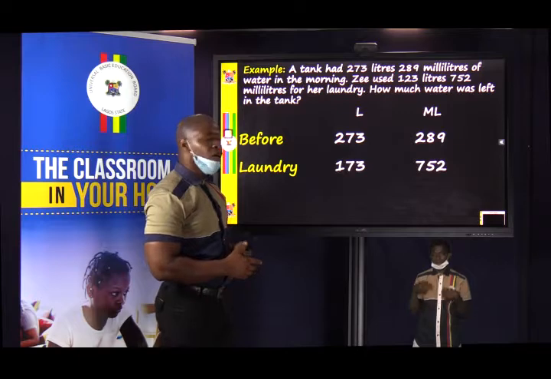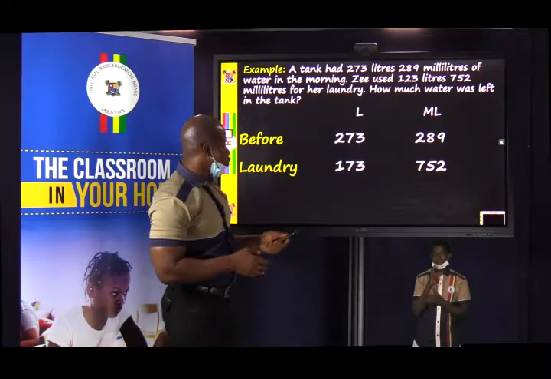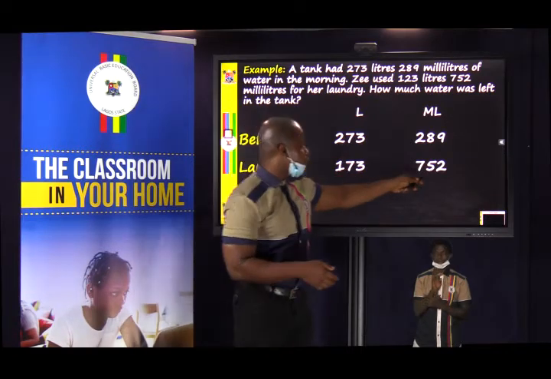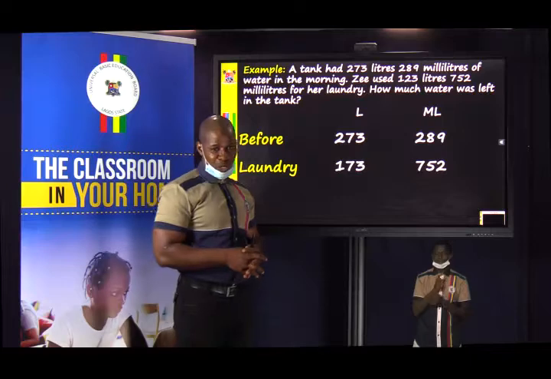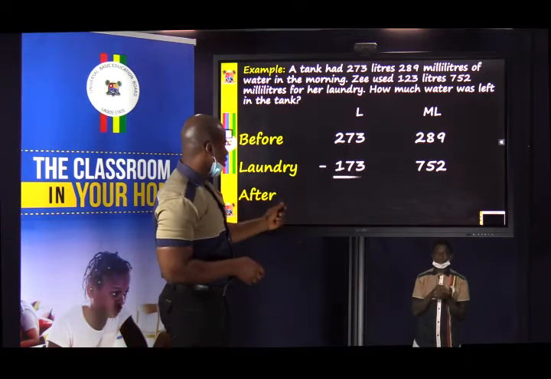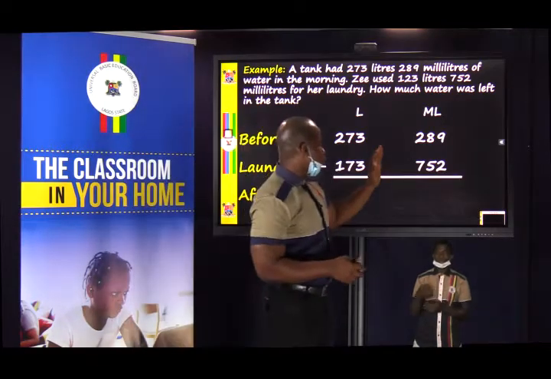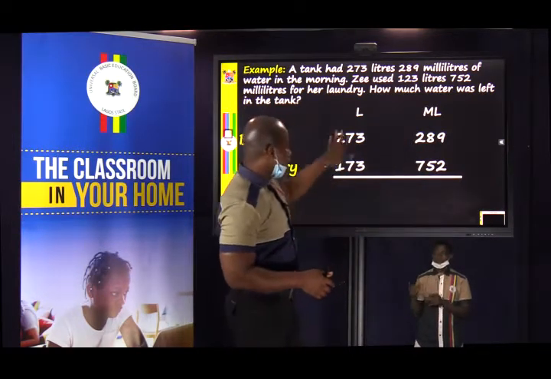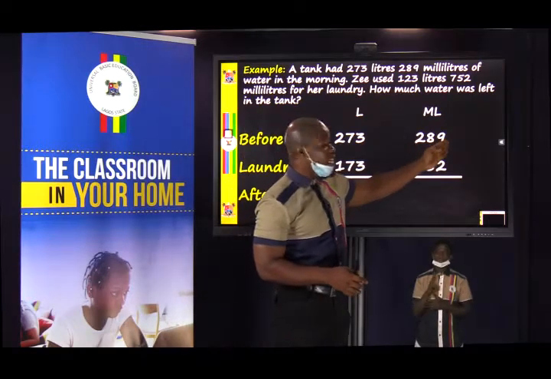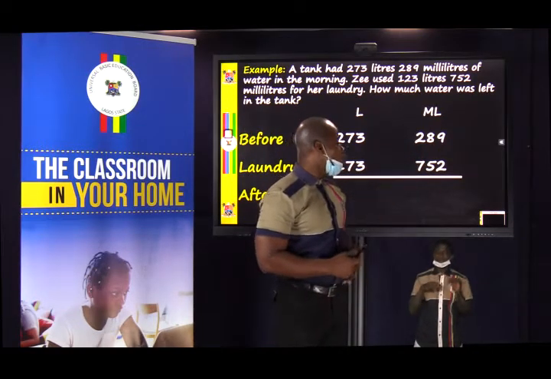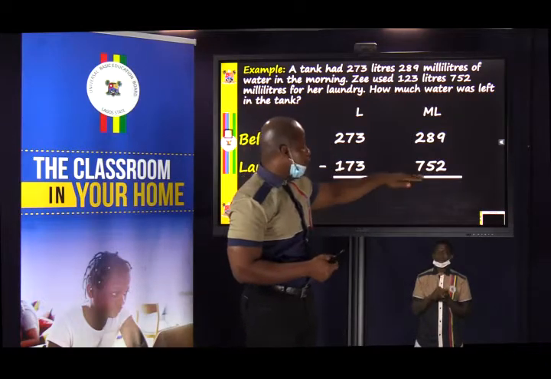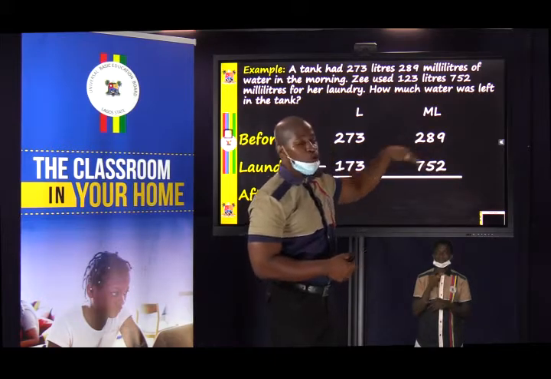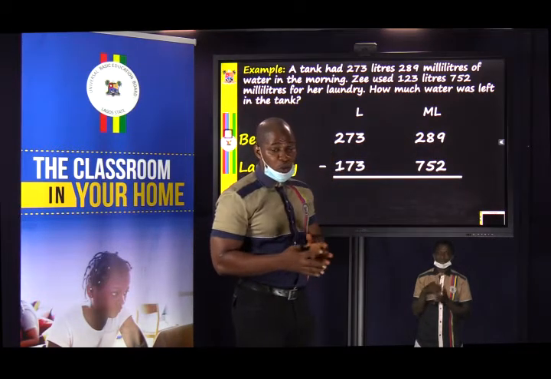For the laundry itself, how many liters of water was used? 123 liters, 752 milliliters. And of course, this is a subtraction operation. So we just subtract. Now, we will not subtract one by one like we normally do. We subtract milliliters first and then liters later. So observe that 289 is less than 752. So that means that we cannot subtract 752 milliliters from 289 milliliters. It's not going to work out.